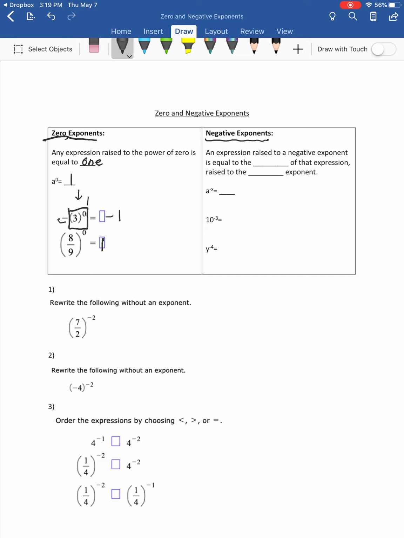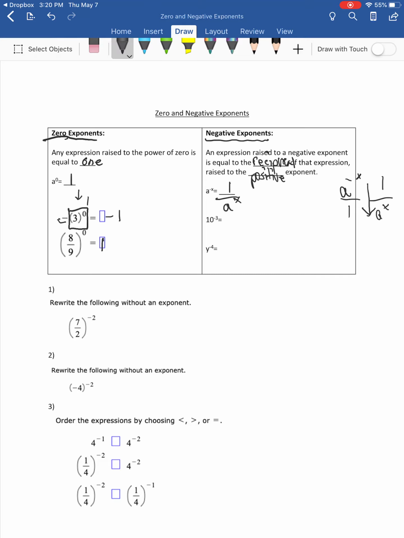All right, negative exponents. Any expression raised to a negative exponent is equal to the reciprocal of that expression. Reciprocal just means when you flip a fraction, raised to the positive. So a to the negative x, what that means is we turn it into a fraction. Think of it like a to the negative x over 1. We flip it, we turn it upside down, but we make the exponent positive. 1 over a to the x. So flip and make the exponent positive.